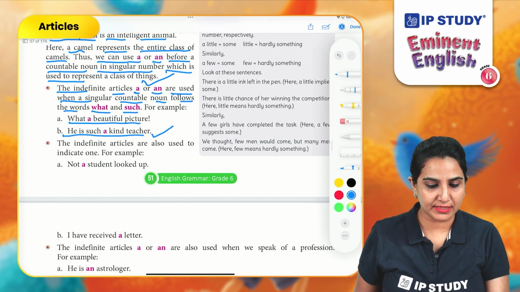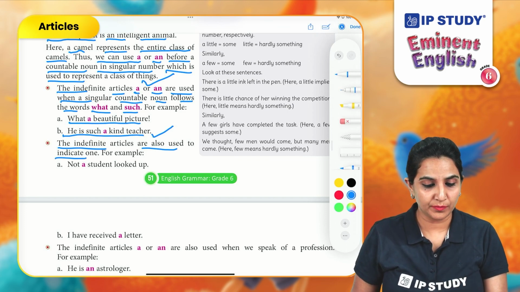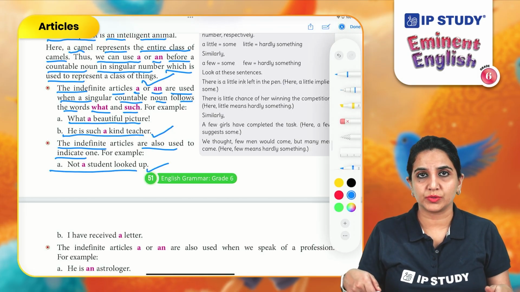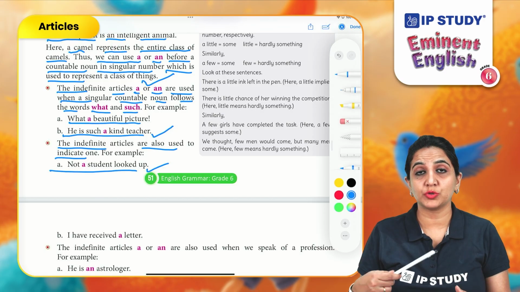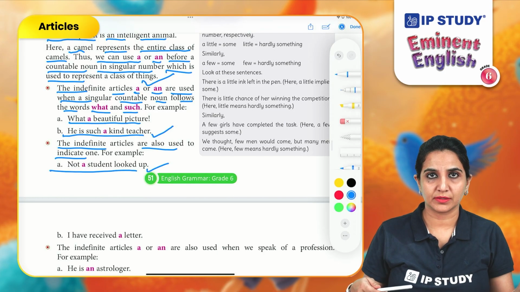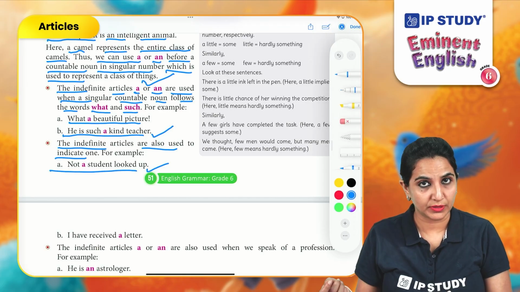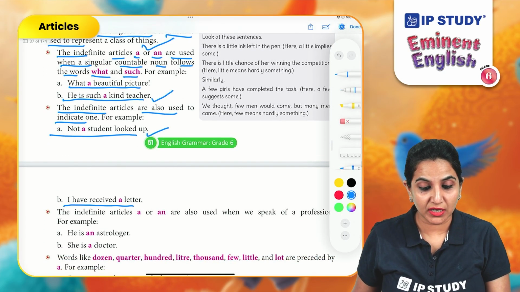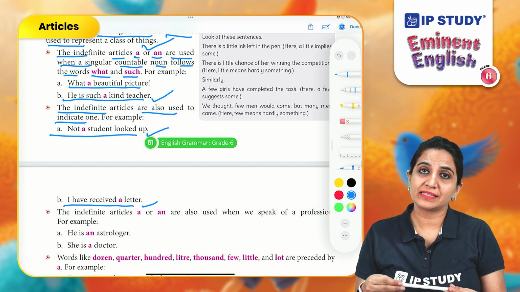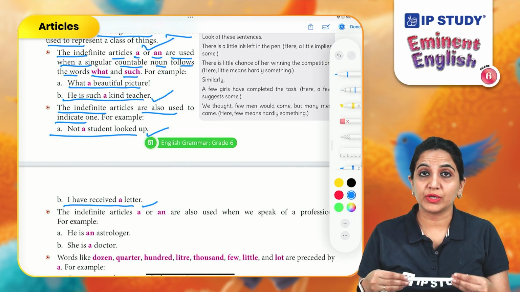The indefinite articles are also used to indicate one. For example, not a student looked up. So here we are talking about all the students in the class. That means we are referring to a class of students. But we are referring to not a single student looked up, right? Therefore, we can use article a. Not a student looked up. I have received a letter. So here we are not talking about a specific letter written by someone or a ministry letter. We're talking about a letter in general. Therefore, we use article a.